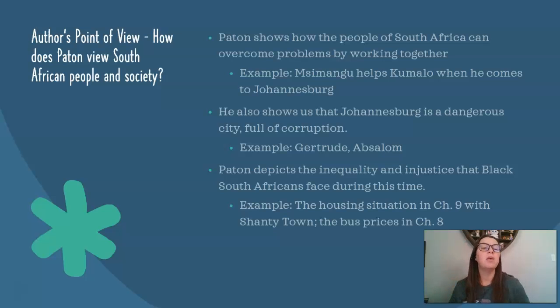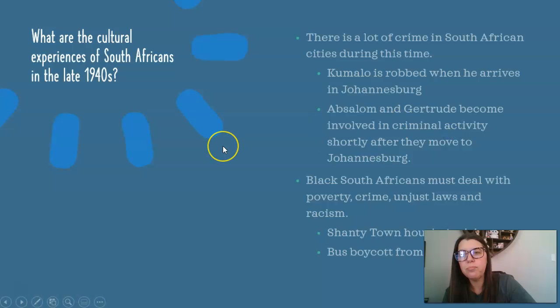For example, look at what happens with Gertrude and Absalom. Paton also depicts the inequality and the injustice that Black South Africans face during this time. For example, the housing situation in Chapter 9, with Shantytown, and bus prices in Chapter 8. So if some of this sounds like you don't understand at all what's happening, I think after Tuesday's CC, we'll cover this stuff a little bit more in depth. We'll talk about some of the background and the context. I think it'll help clear it up for you.